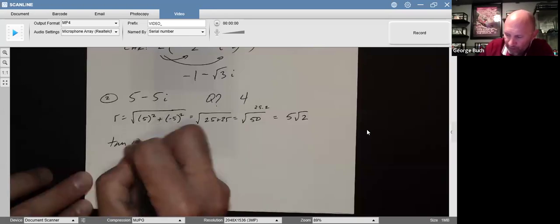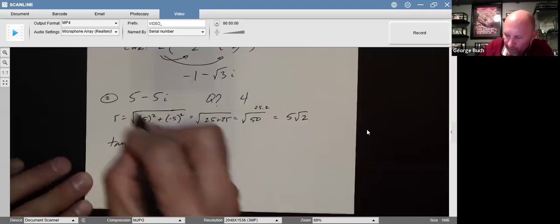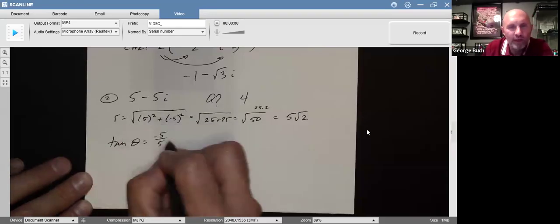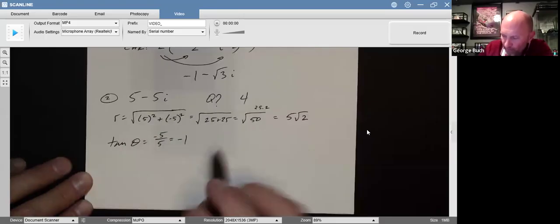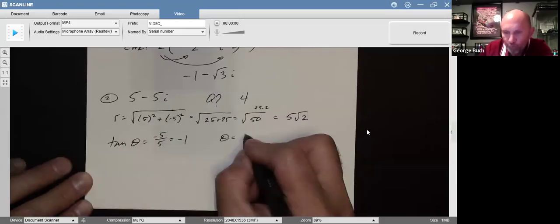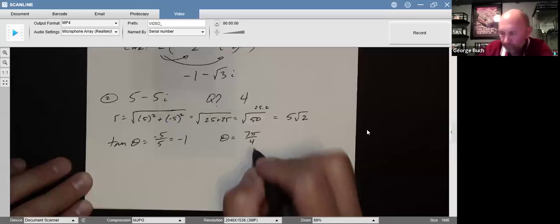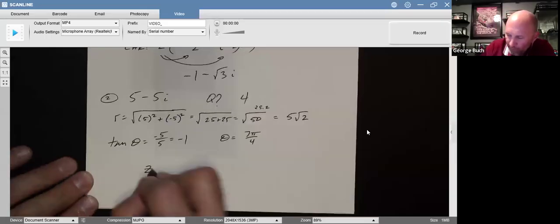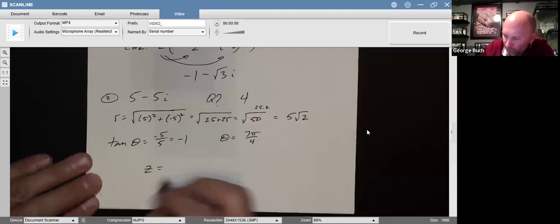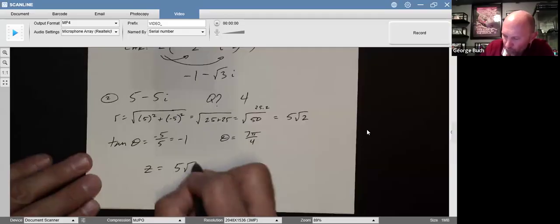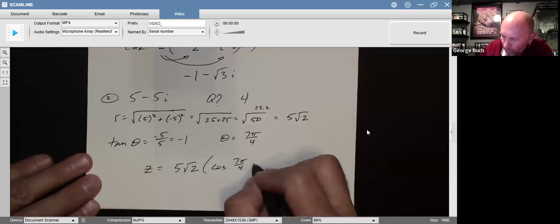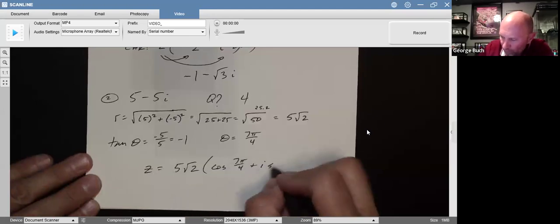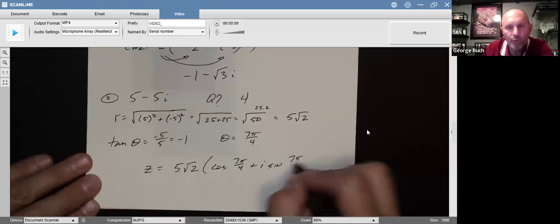So tangent of theta is b, negative 5, over a, positive 5, which is negative 1. So where in quadrant 4 is tangent negative 1? That's when theta is 7 pi over 4. So my complex number in polar form is z equals 5 root 2 cosine 7 pi over 4 plus i sine of 7 pi over 4.